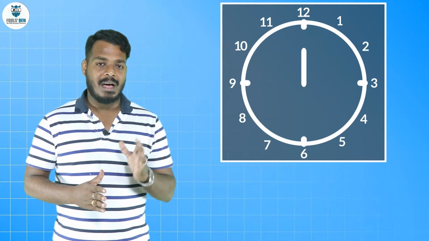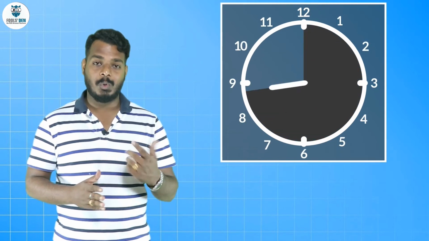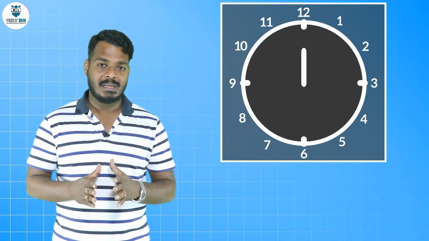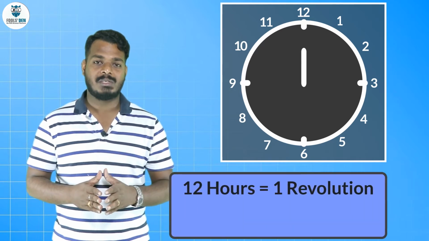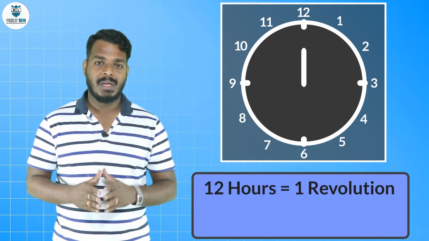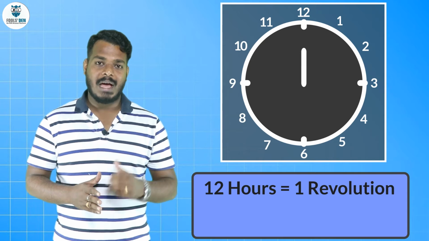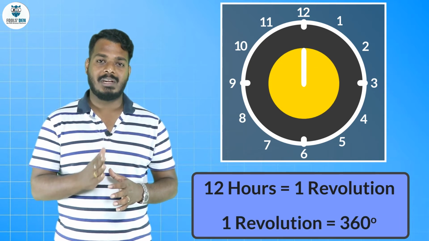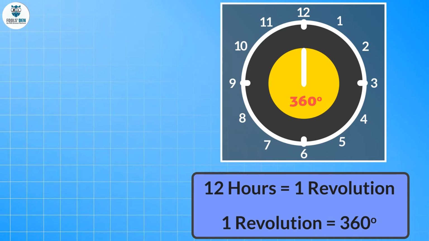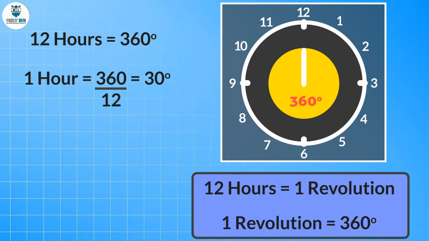How much time does the hour hand take to complete one revolution? Some of the students think 24 hours, but no, it actually takes 12 hours to complete one revolution. And as all of us know that one revolution around a circle is always 360 degrees. So the hour hand covers 360 degrees in 12 hours. So it would cover in 1 hour 360 by 12, that is 30 degrees.